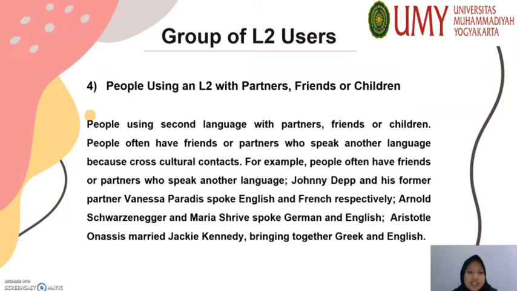And the fourth is people using an L2 with partners, friends, or children. People have friends or partners who speak another language because of cross-cultural contacts. For example, Johnny Depp and his former partner Vanessa Paradis spoke English and French respectively, and Arnold Schwarzenegger and Maria Shriver spoke German and English, and Aristotle Onassis married Jackie Kennedy, bringing together Greek and English.